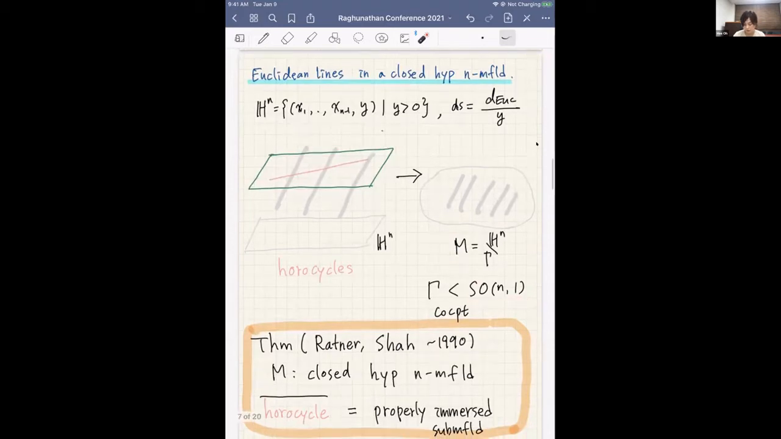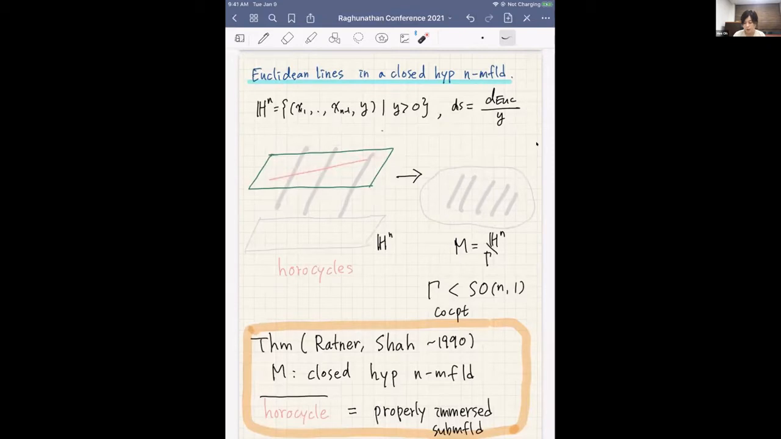Okay, so the reason why this special orthogonal group appears is because SO(n,1) is precisely the isometry group of H^n. And this quotient manifold M is closed exactly when Gamma is a co-compact lattice in SO(n,1), so that I have some compact hyperbolic manifold. So as before, by a horocycle or Euclidean line in this closed hyperbolic manifold, I mean the projection of this horizontal line or horocycle under this quotient map.